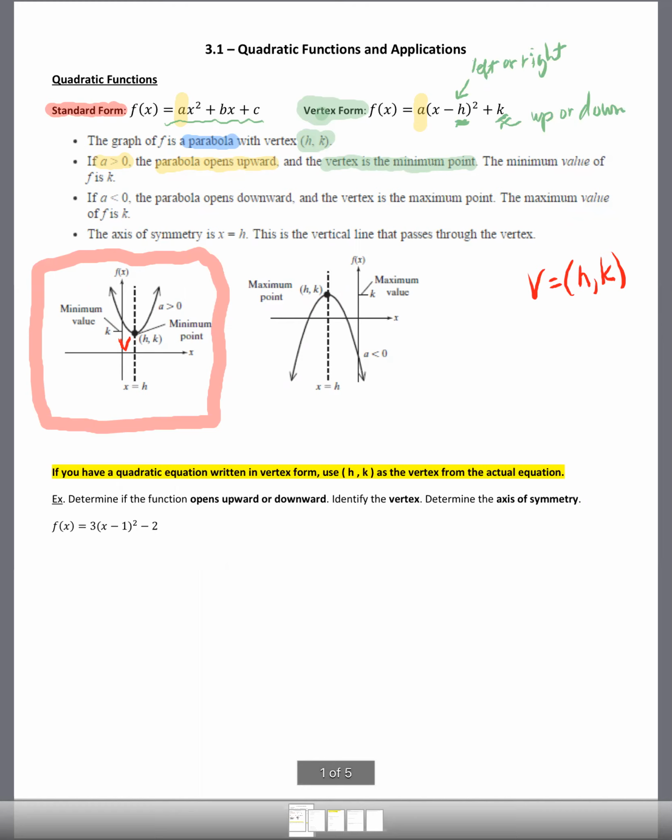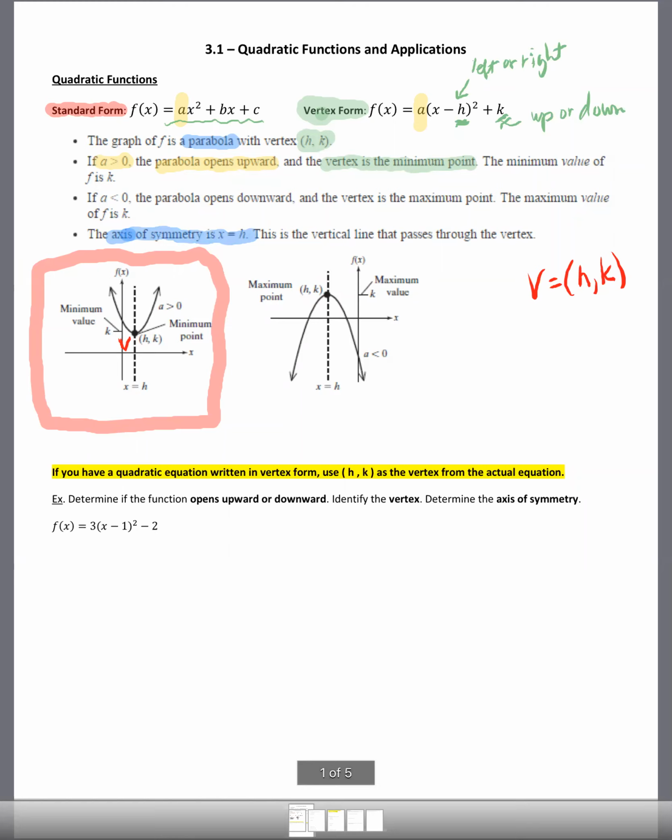Another thing that you'll notice is that in both of these graphs, you'll notice this dotted line that's going up and down. And this is what they call the axis of symmetry. So with the axis of symmetry, you'll notice that it happens to be an equation of a line, and actually it's a vertical line.